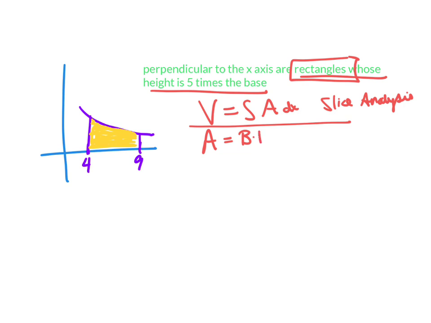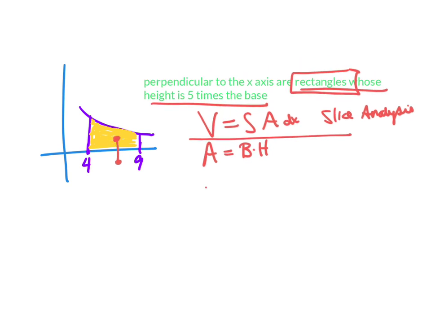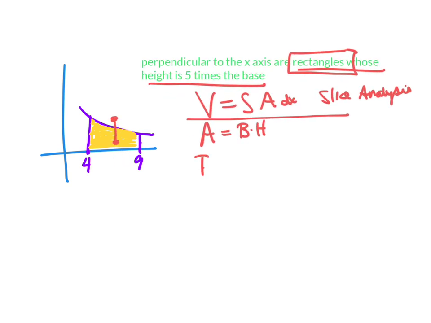Area equals base times height. Okay, so again, my base is going to be my upper minus my lower in my picture. Draw that slice in, put these big dots to help you identify the upper and the lower. So my base in this case is the upper of 1 over the square root of x minus the lower of 0.